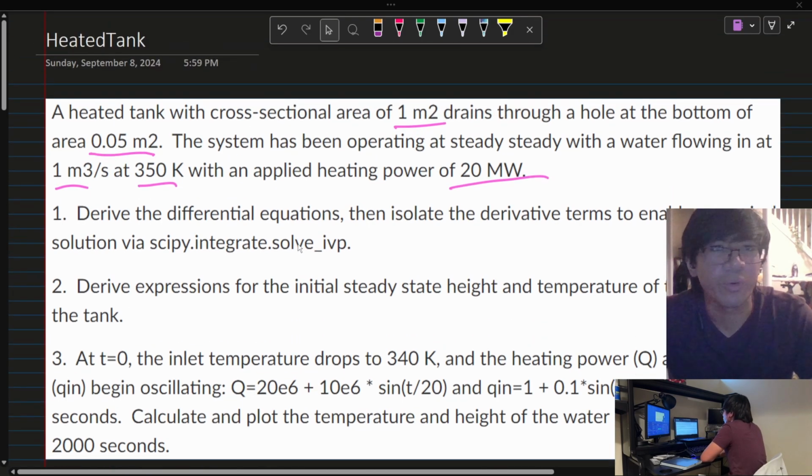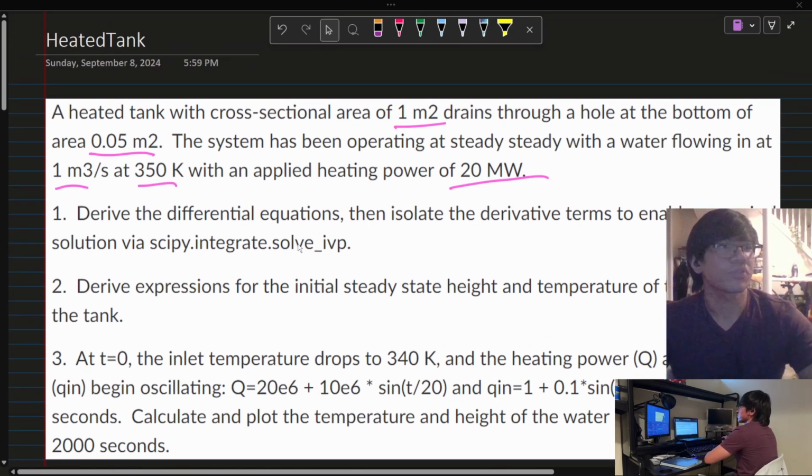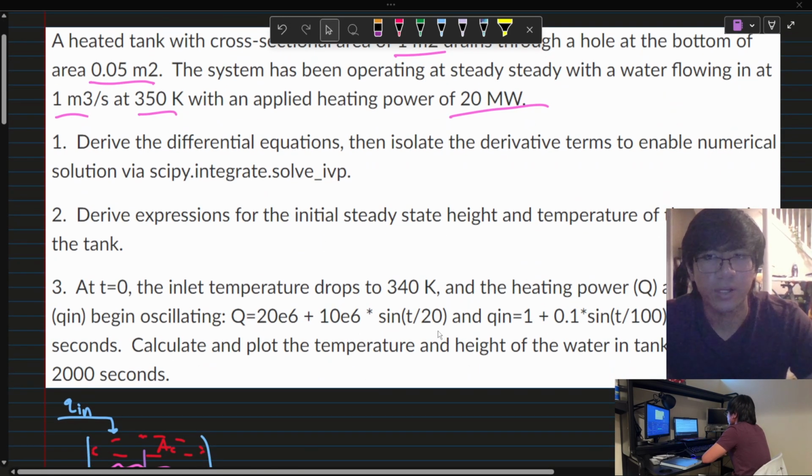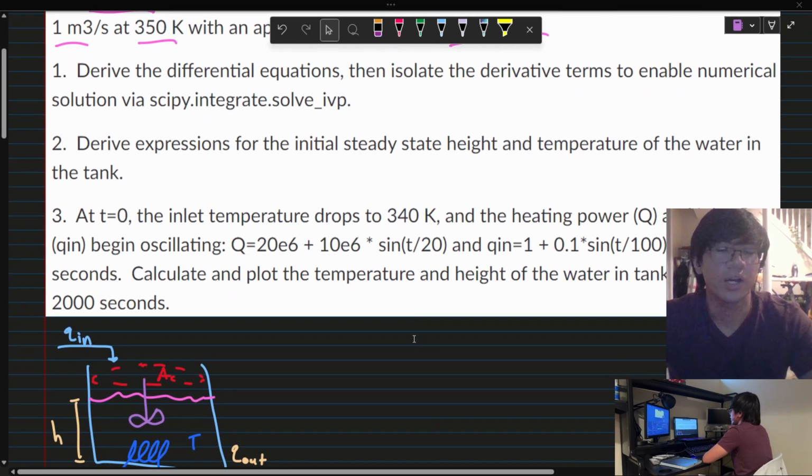So what we went through: we derived our differential equations for temperature and height, using our function solve_ivp. We had our initial steady state, which we also plugged in, and we modeled our plots, temperature and height, from 0 to 2000 seconds for these changing functions: our Q, the energy of our heating coil, and then Q in, our volumetric inlet flow rate. So yeah, that was this problem.